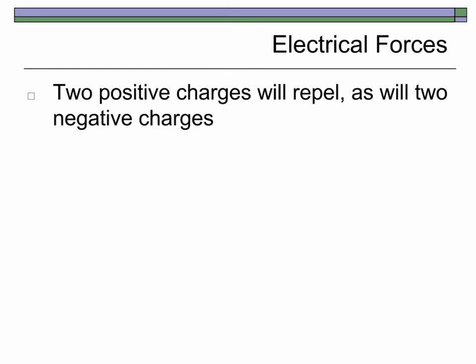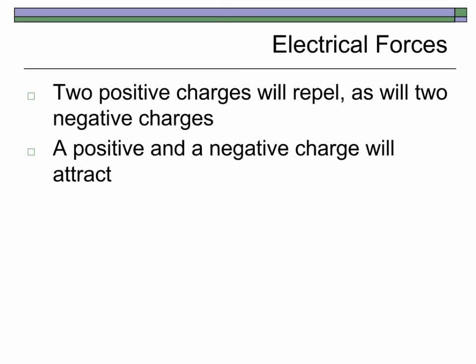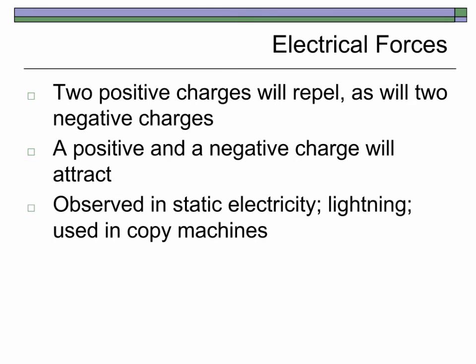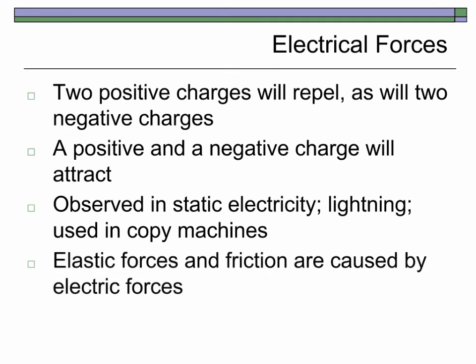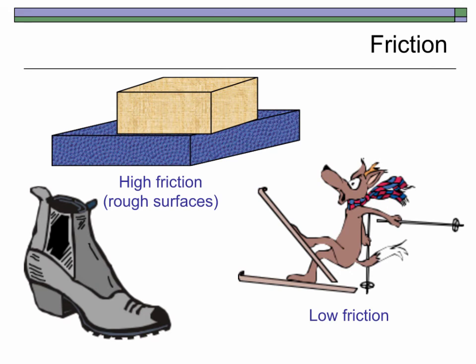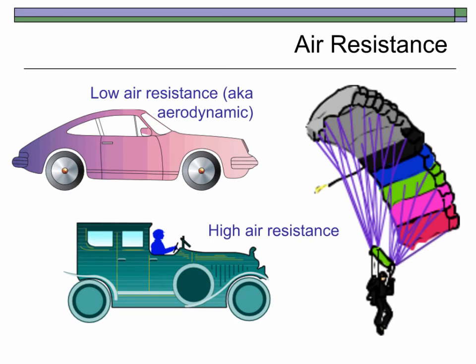Electrical forces: two positive charges will repel, as will two negative charges, but a positive and a negative will attract, like you saw with the balloon and the blanket. Observed in static electricity, lightning, used in copy machines. Elastic forces and friction are caused by electric forces. So friction is our second form of force that we're going to look at, which is, you know that you have high friction and low friction. Air resistance is also another form of friction.